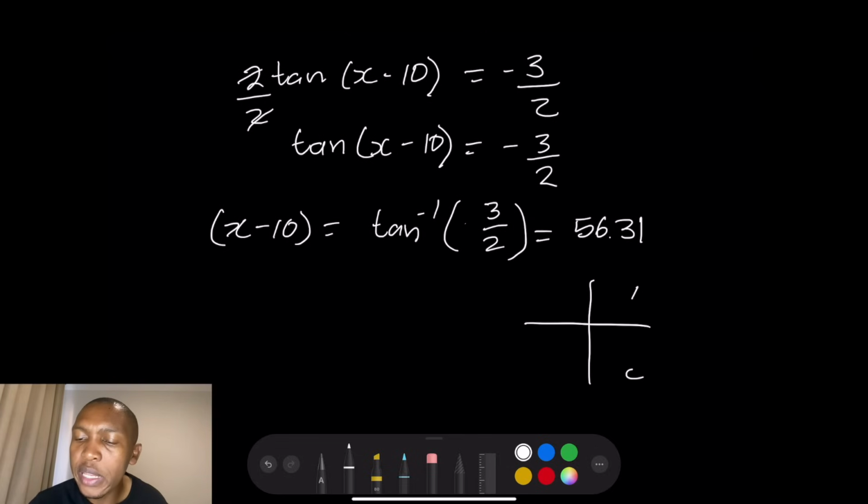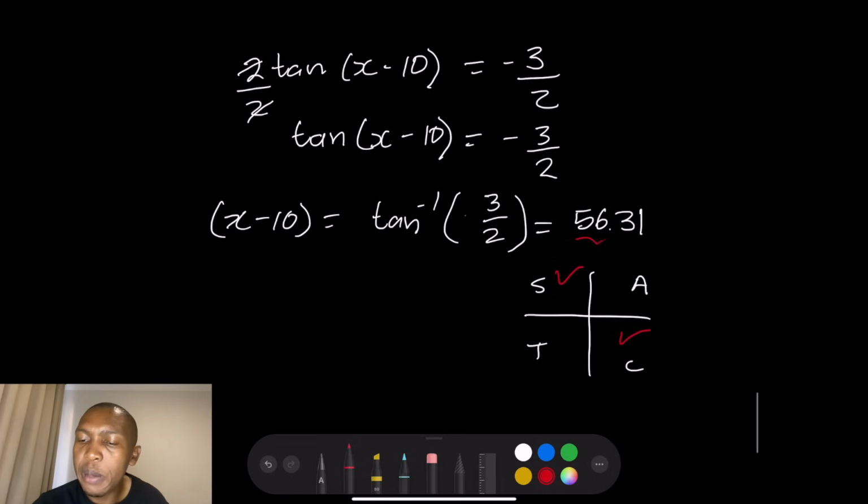Now, please note again, I need to go and check where tan is negative. If I draw that CAST diagram again, where is tan negative? Tan would be negative in the second quadrant. I'm just going to mark it in red there. And tan is going to be negative in the fourth quadrant. So I'm going to take my reference angle. Remember, when you take that reference angle, don't put that sign there.